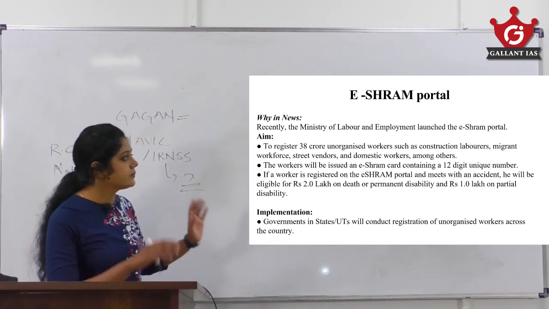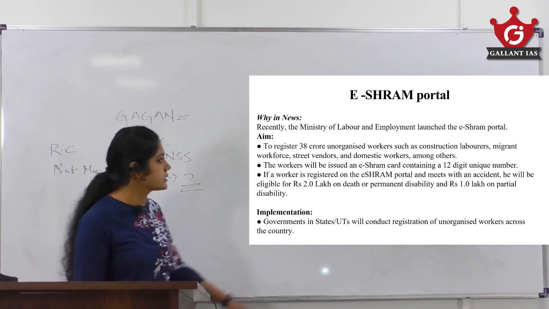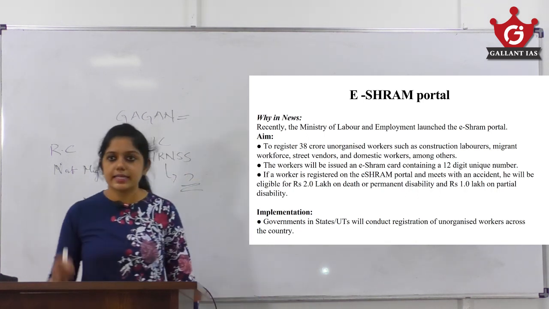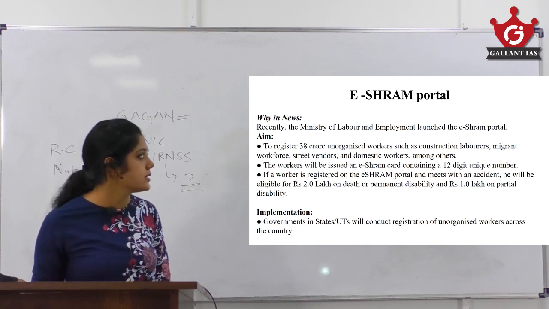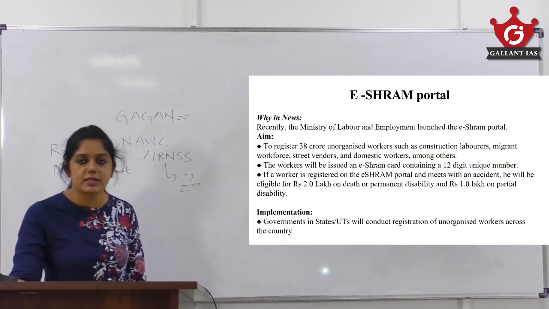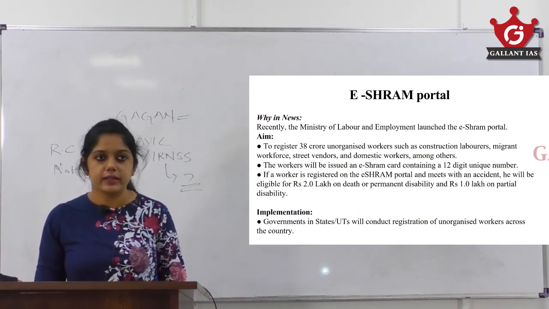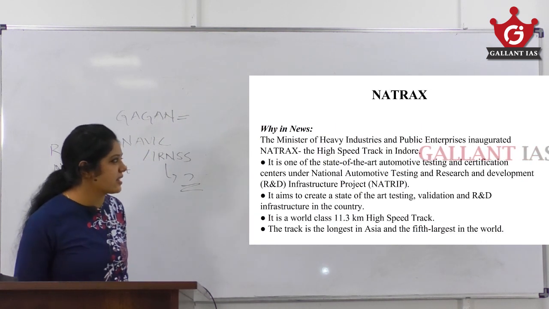What is the eligibility criteria? Here the eligibility criteria is important. Unorganized workers. Is it covering organized workers? No, very important. Unorganized workers are included here, that is laborers, migrant workforce, street vendors, domestic workers, etc. Fine, clear, right? Moving on further, we have Natrex.